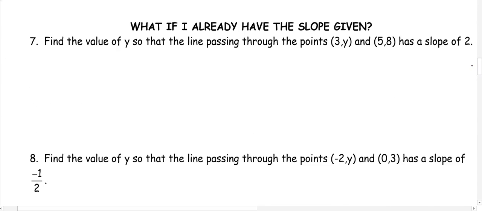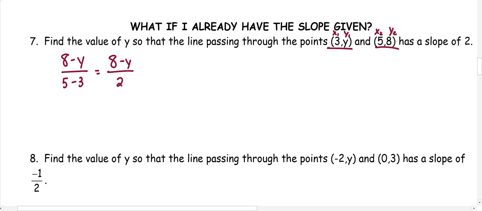So what if I already have a slope and I need to find a coordinate? Find the y value so that the line passing through the points 3, y and 5, 8 has a slope of 2. So first thing we're going to do is take our coordinates that they give us and do the slope equation. Remember that the first coordinates could be x1 and y1, the second coordinates would be x2 and y2. So we have 8 minus y over 5 minus 3. When I simplify that, 8 minus y is already simplified, 5 minus 3 is 2.